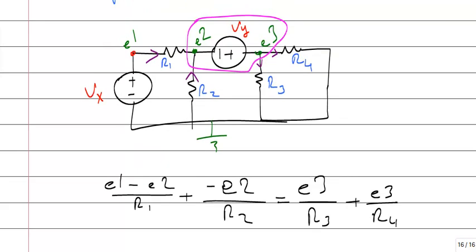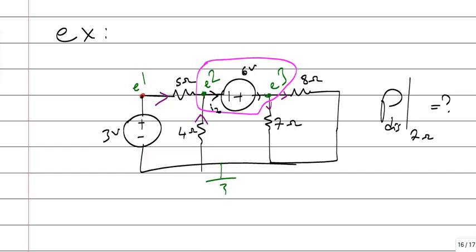Supernode equation is this: Vy is the difference between 2 points, positive side minus negative side. That's it. Okay. Question: what is the power dissipated by 7 ohm? You can analyze this circuit using normal nodal analysis, no problem. But if you apply supernodes, your equations will be less. Okay, one equation is eliminated.